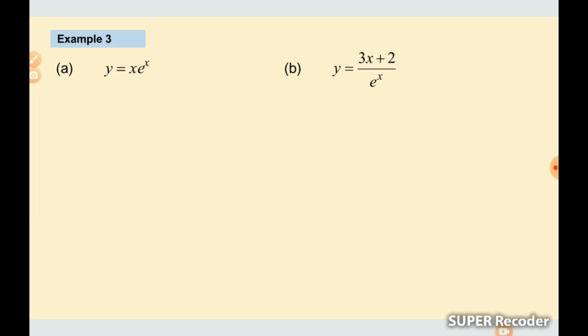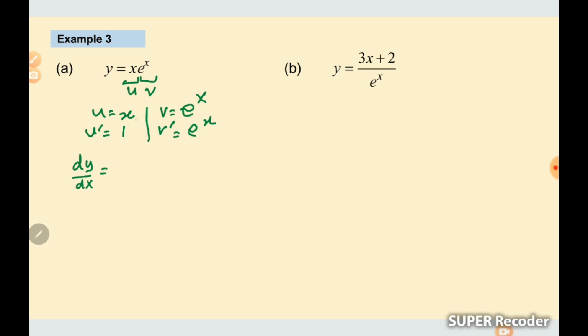Okay, A, if y equals to x multiply with e to the power of x, so we can start by letting x be u and e to the power of x be v. So u equals to x, v equals to e to the power of x, u prime equals to 1, differentiate x, v prime or dv dx equals to differentiate e to the power of x, e to the power of x. Okay, so now differentiate y, dy dx. So dy dx equals to, actually you can cross here, u v prime. So u is x multiply with e to the power of x plus v, e to the power of x, multiply with 1. So we factorize e to the power of x, then we have x plus 1.